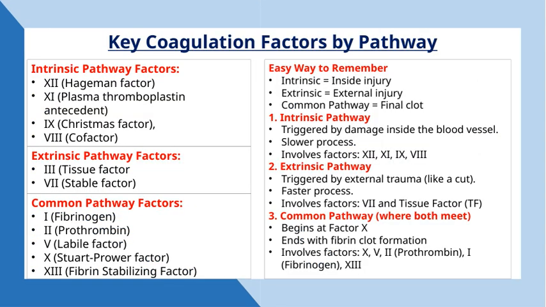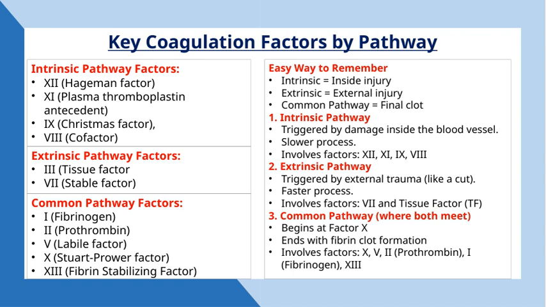Let's take a closer look at the key coagulation factors by pathway. First, we have the intrinsic pathway, which is triggered by damage inside the blood vessel. Think of it as the body's internal alarm system that kicks in when something's wrong inside the vessel wall. This pathway is a bit slower because it involves several factors, starting with XII, also known as Hageman factor, then XI, or plasma thromboplastin antecedent, followed by IX, the Christmas factor, and finally VIII, which acts as a cofactor to help the process along.